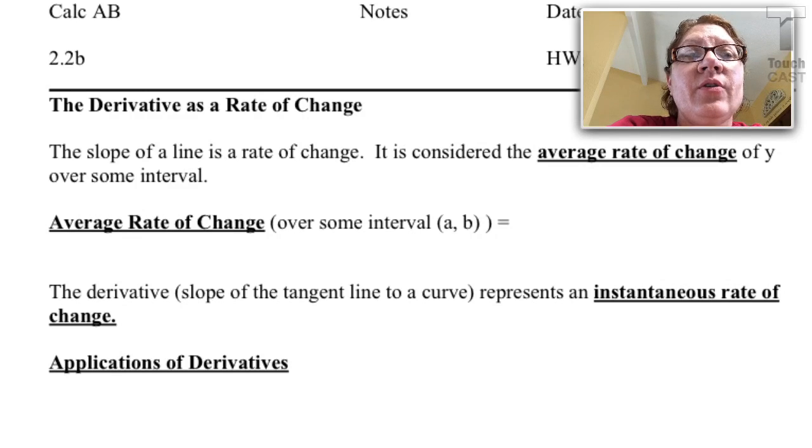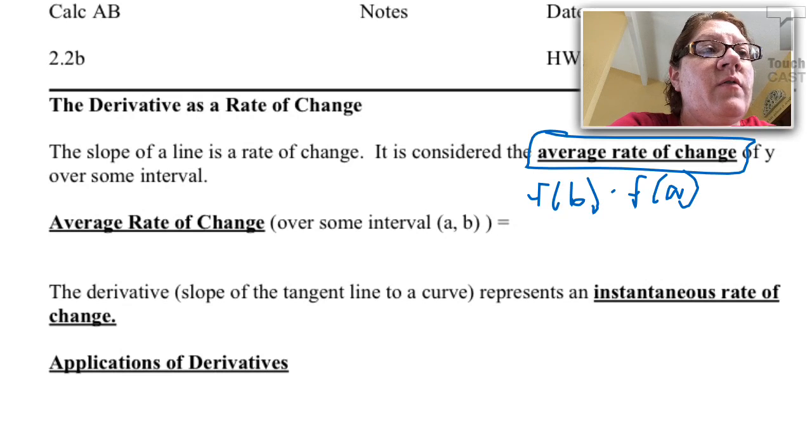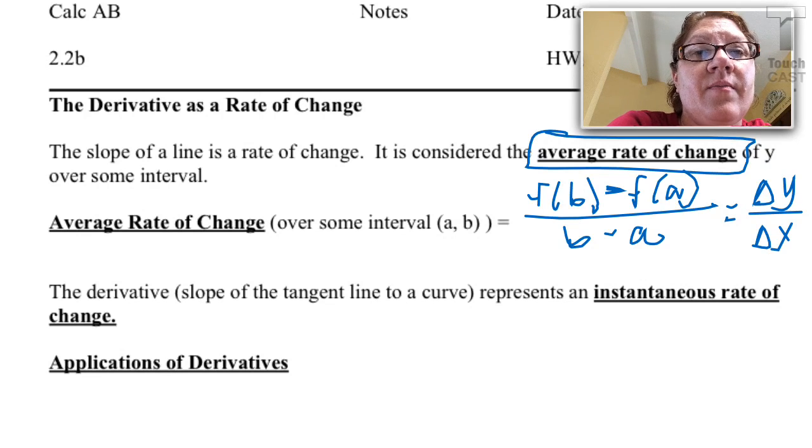Okay, so derivative, nothing more than rate of change. As a matter of fact, we refer to it as average rate of change because I'm doing f of b minus f of a all over b minus a. So average rate of change, that's nothing more than my slope formula, delta y over delta x. Change in y over change in x.